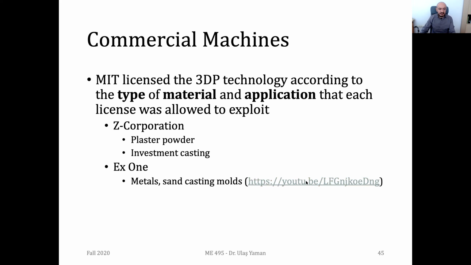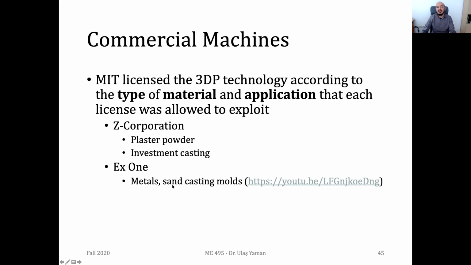So it's the same one, so we don't need to watch it. But you can have a look at their metal version. The fundamentals are the same. You spread the metal powders, and then you will have some special agents. With the help of that agent, the binding agent, the metal powders will be joined.